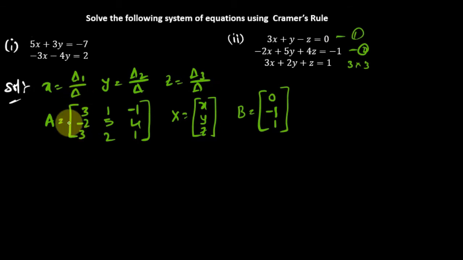First we'll find delta. So how to find delta? Delta is nothing but the determinant of this matrix A. So how do we find it? See, the determinant of a 3 cross 3 matrix I already explained in my previous videos. So if you want a clear explanation, please go and watch that video. Right. So first, I'm choosing the first row elements to find the determinant.